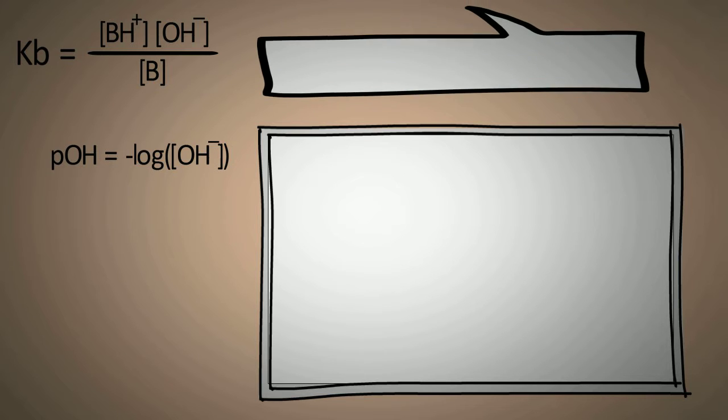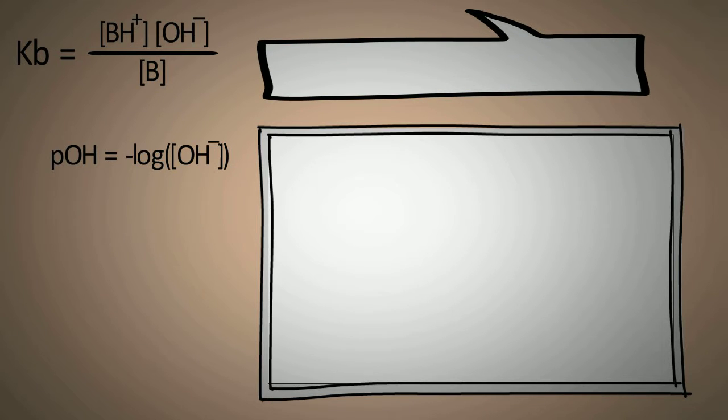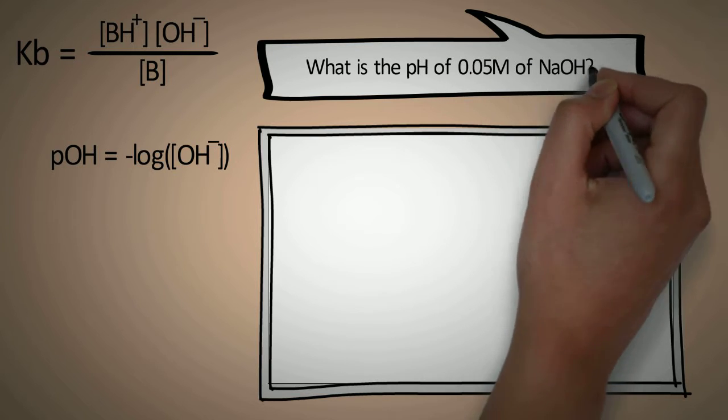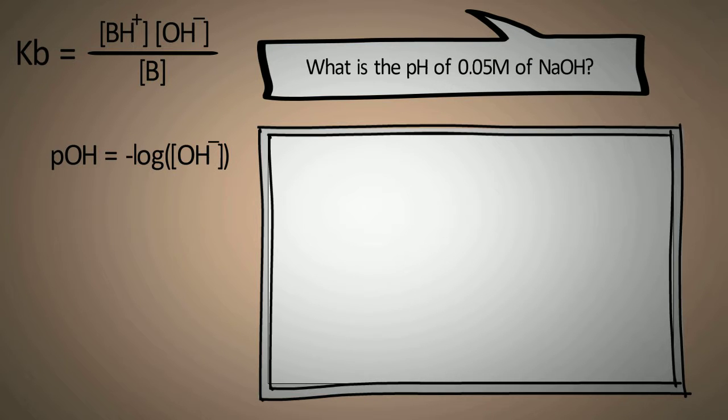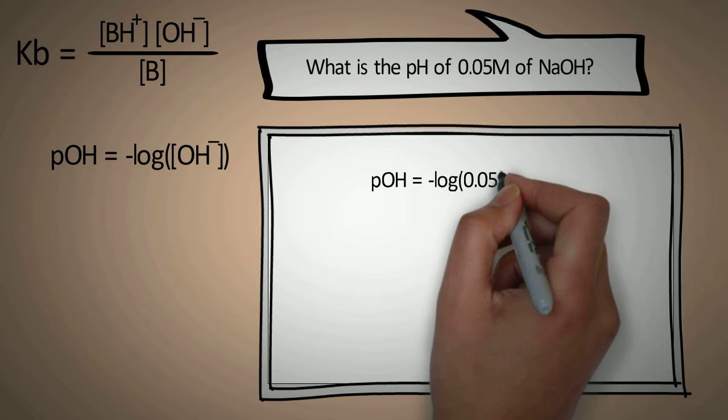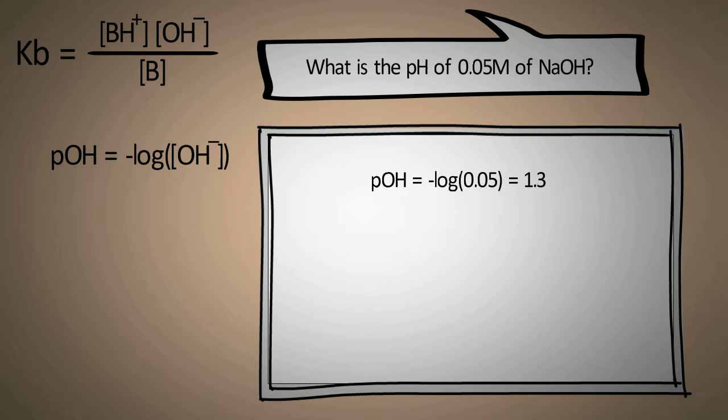So let's look at an exam-style question. What is the pH of 0.05 moles per decimeter cubed of NaOH? Well, sodium hydroxide is a very strong base, which means we know it will fully break down into its ions. As a result, we can simply put it into the pOH equation.